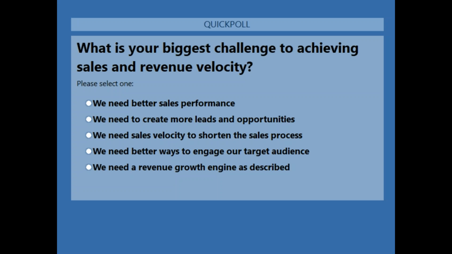So you could say that you need better sales performance. That's going to be the key. You could say that you need to create more leads and opportunities for your sales organization. You may perhaps, on the third area, need sales velocity to shorten the sales cycle. Perhaps you need better ways to engage your target audience. Or you need a revenue growth engine, as described earlier.